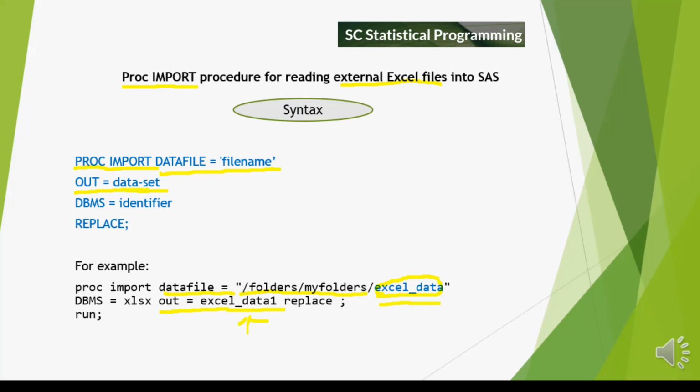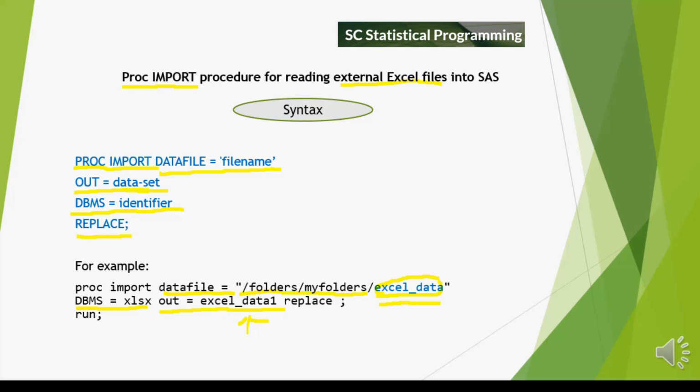And then the third statement is here, dbms equals identifier. This option tells us the type of external file to read. In our case, it's an Excel data file. An Excel data file has XLSX as its file extension. So in our case, dbms equals XLSX, okay?